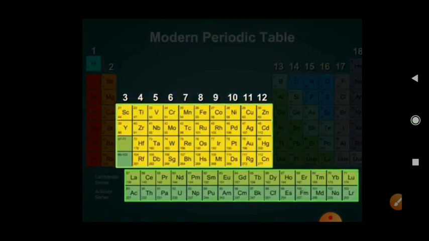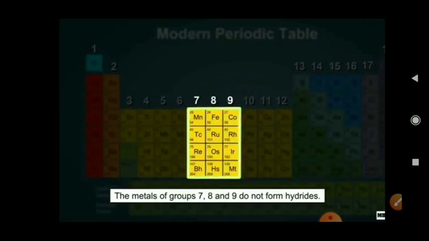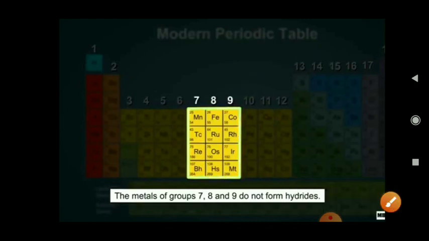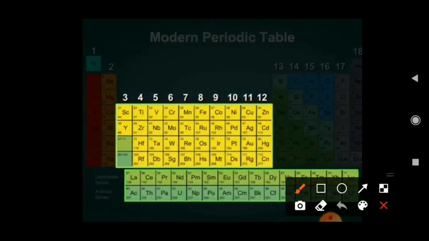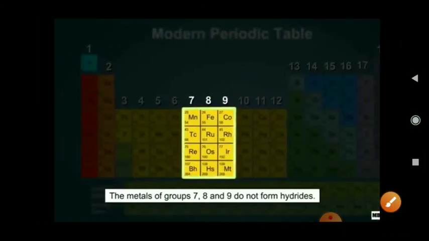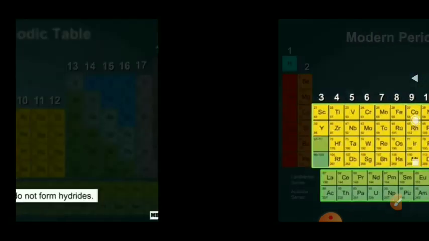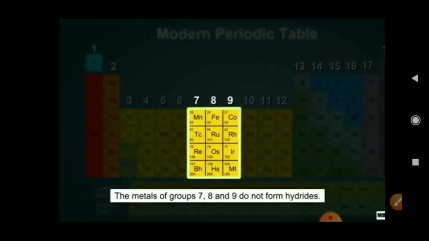But there are exceptions which do not form hydrides. The metals of groups 7, 8 and 9 do not form hydrides. In group 6, chromium reacts and forms a hydride, but molybdenum and tungsten do not. So remember that in group 6 only chromium forms hydrides, and except for groups 7, 8, 9, the other d-block metals form hydrides.